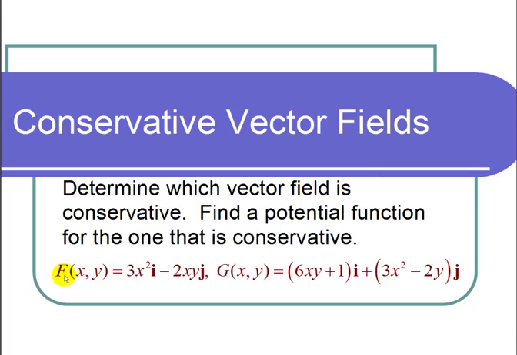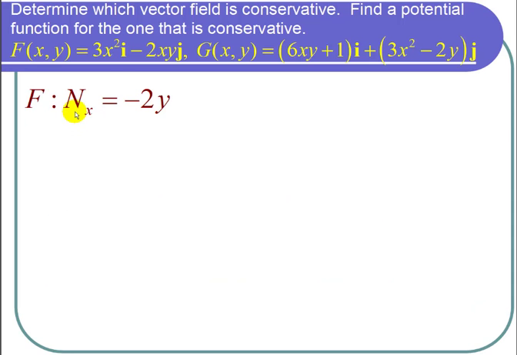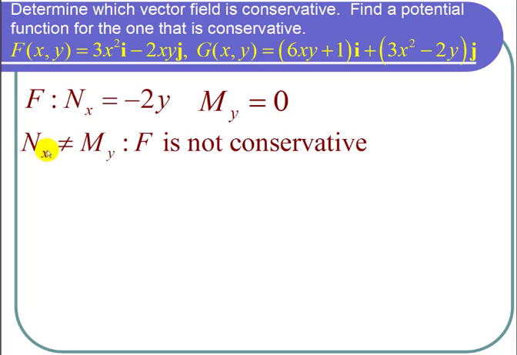So let's start with the vector field F. And here, N is negative 2xy, and the derivative of N with respect to x is negative 2y. And M is equal to 3x squared, and the partial derivative of M with respect to y, well, there are no y's here, so that's just 0. So we see that N sub x is not equal to M sub y. So we can conclude that F is not a conservative vector field.